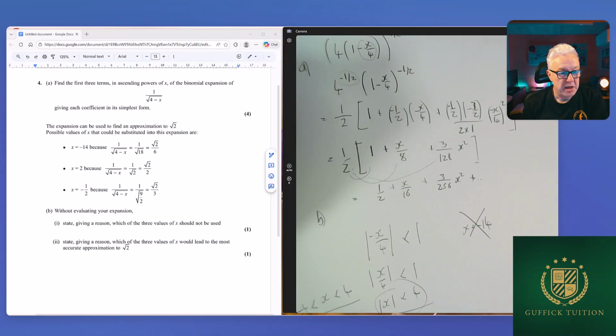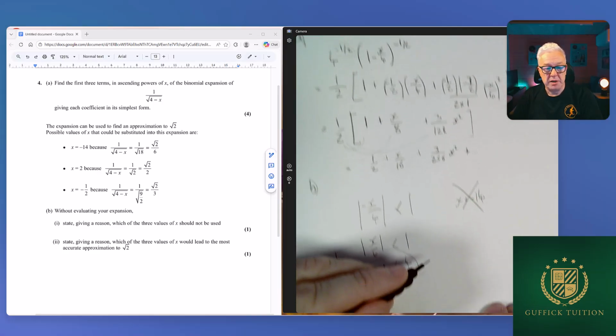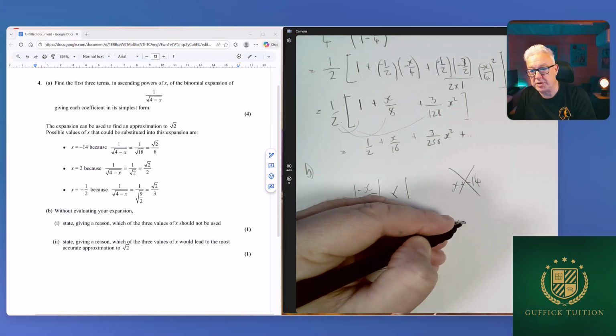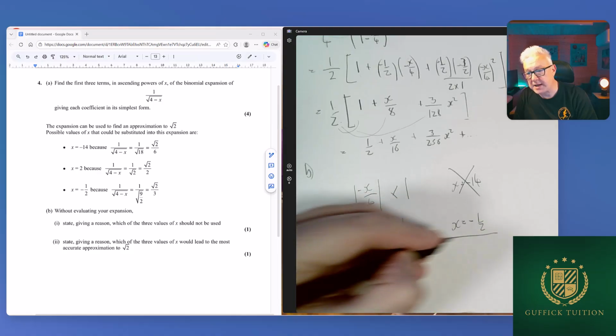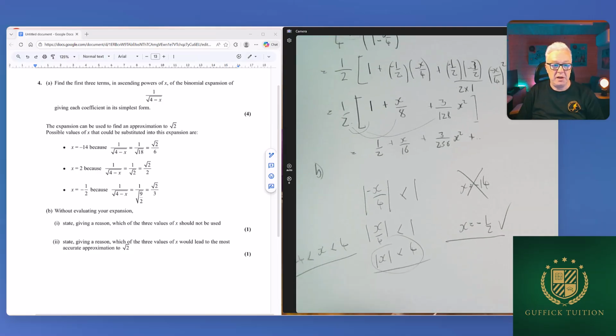Okay, last little bit now. It says state, giving a reason, which of the three values would lead to the most accurate approximation. So in general, the smaller the value, the closer it is to 0, the more accurate the approximation is going to be. So of the two remaining values, the 2 and the minus a half, the minus a half is the one that's closest to 0, so therefore it's going to be the most appropriate one to use. So we should use x equal to minus a half in order to get the most accurate approximation.